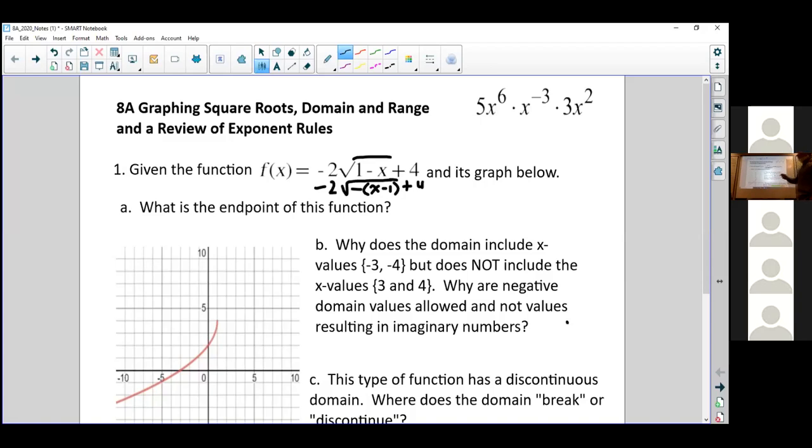But they already have this graphed, and we talked about this the other day. We have a starting point right here, and this graph will continue to go forever in that direction. Then they ask why the domain values for -3 work. Well, -3 is here, and then -4 is here. So we have those values that are there.